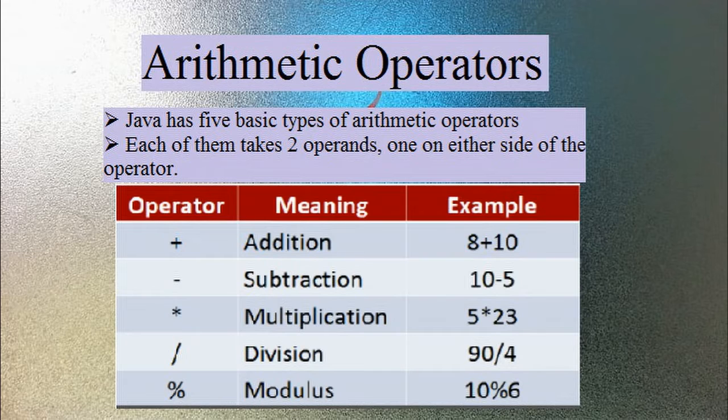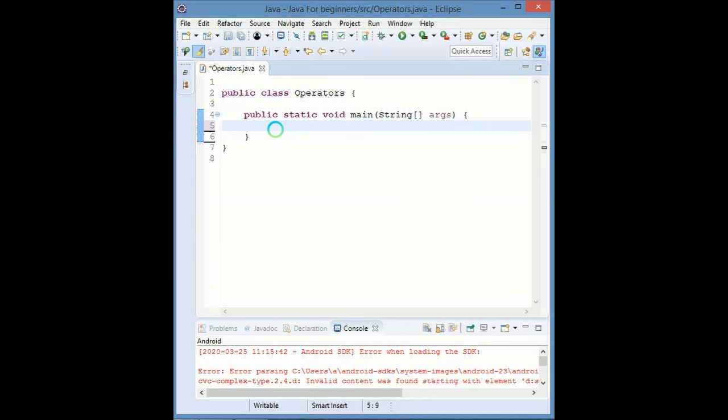Java has 5 basic types of arithmetic operators. Each of them takes 2 operands, one on either side of the operator. Let's see how to use these operators. I'll declare a variable a and initialize it to 5, and variable b to 2. Now we'll see addition.